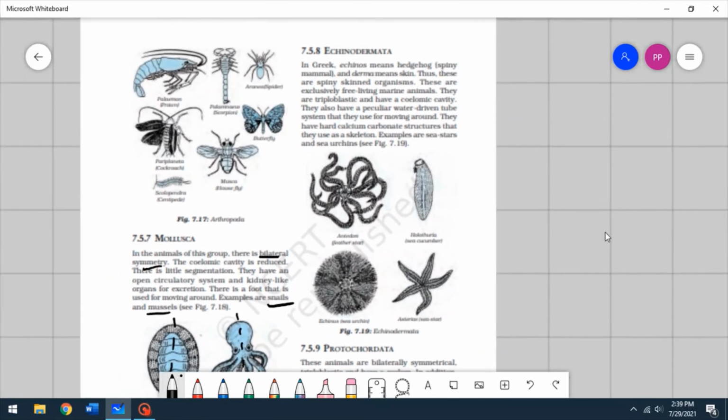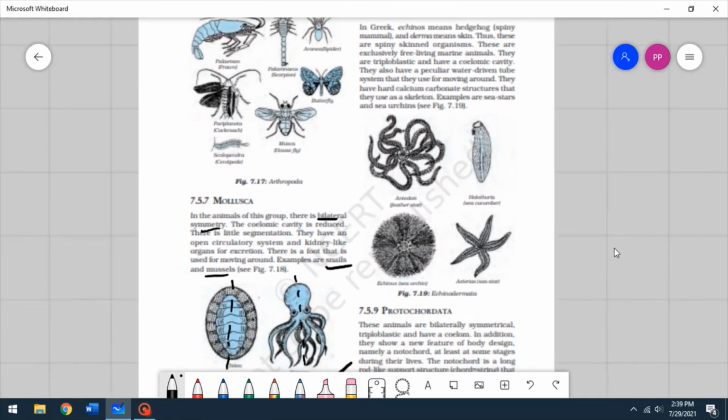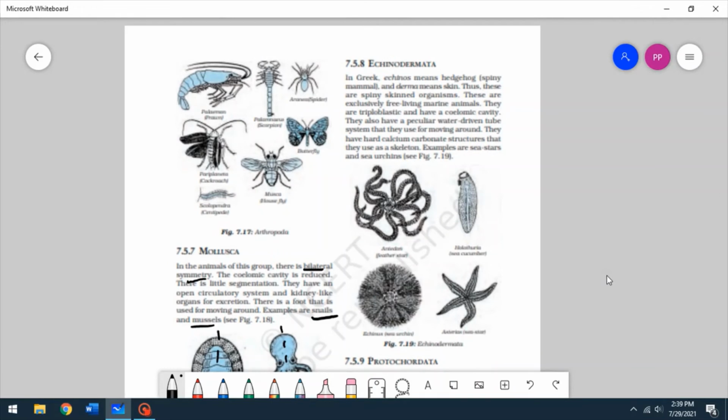Alright, and then the 8th phylum is Echinodermata. Echinos means hedgehog. So you remember, hedgehog, that spiny animal with those spiny things. That is what echinos means. Alright, and derma means skin, like the dermatologist that I was talking to you about, epidermis. Derma means skin, so they're spiny skinned organisms. Alright, Echinodermata have spiny skin.